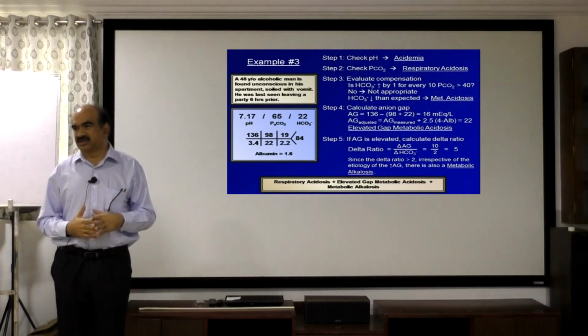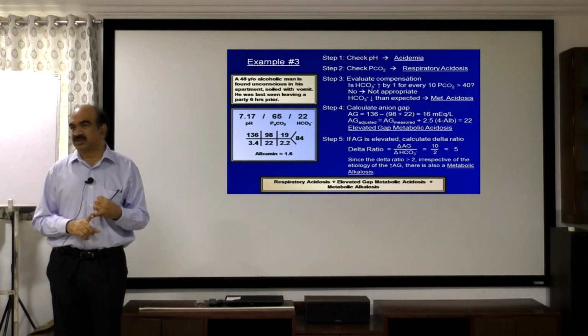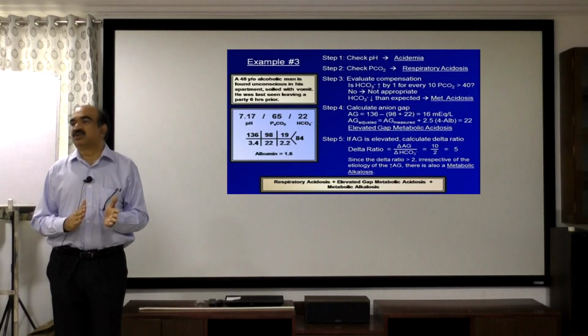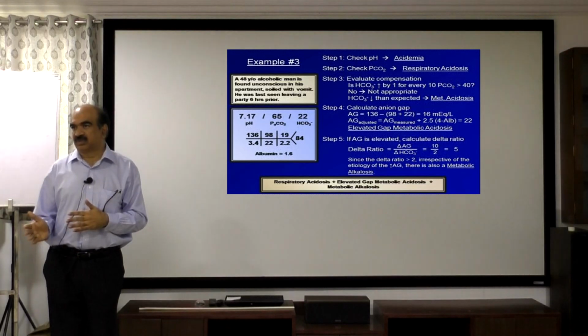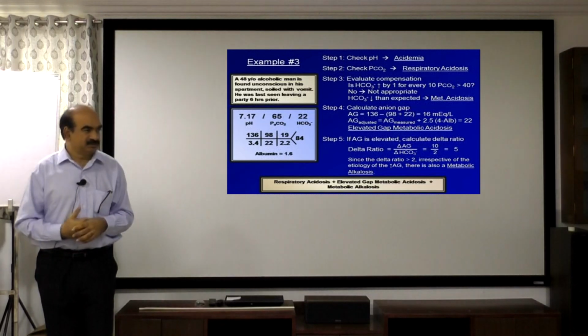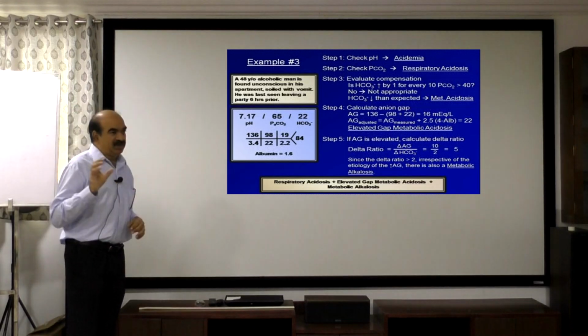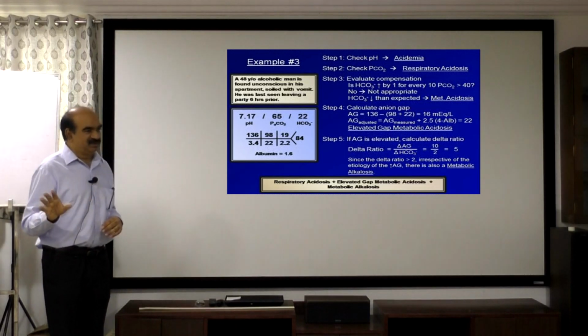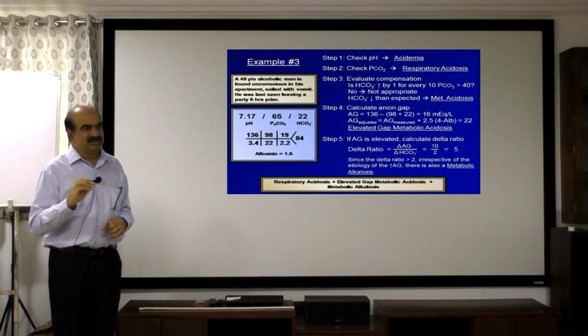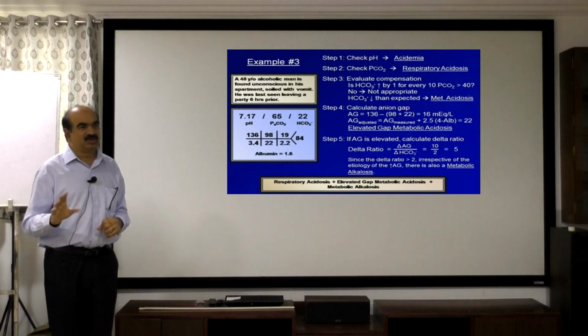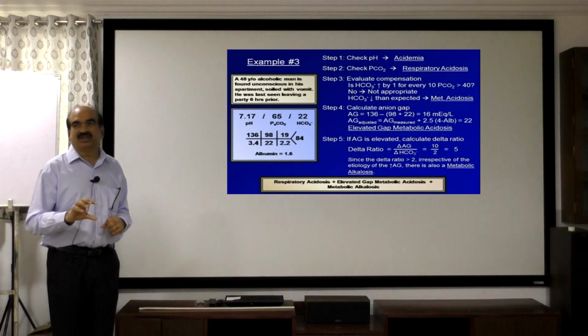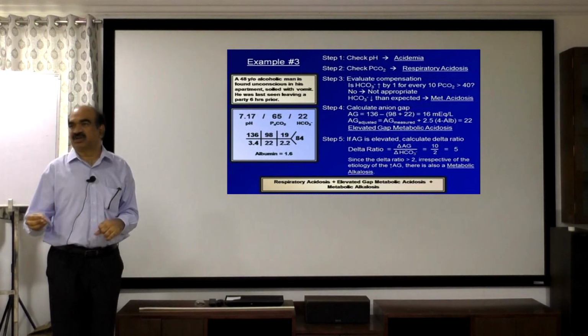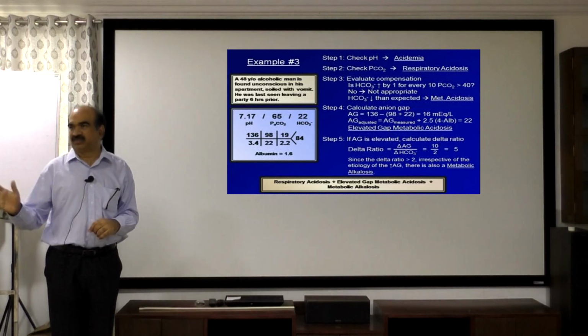For chronic respiratory acidosis and chronic respiratory alkalosis, the change will be from 3 to 5, around 4. So acute respiratory acidosis, 1 for 10. Acute respiratory alkalosis, 2 for 10. For chronic respiratory acidosis and respiratory alkalosis, from 3 to 5, around 4.